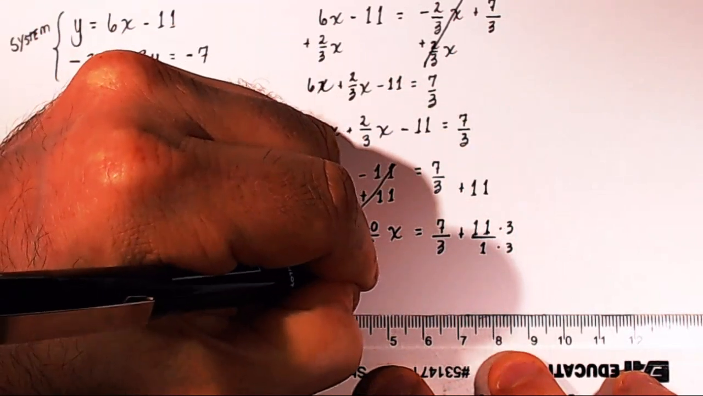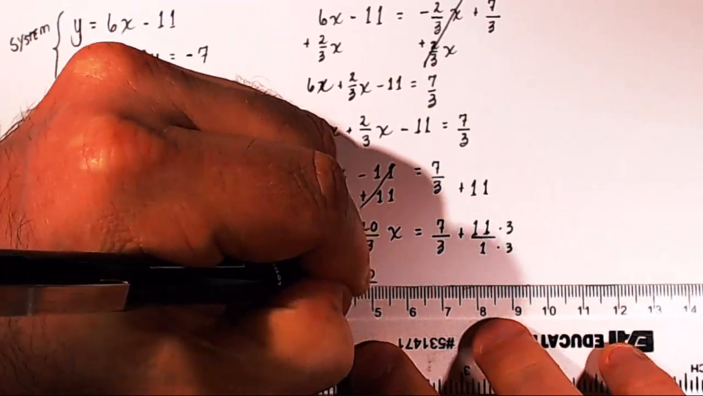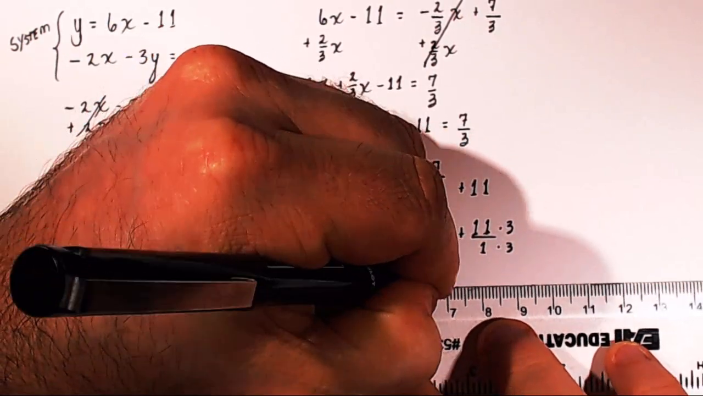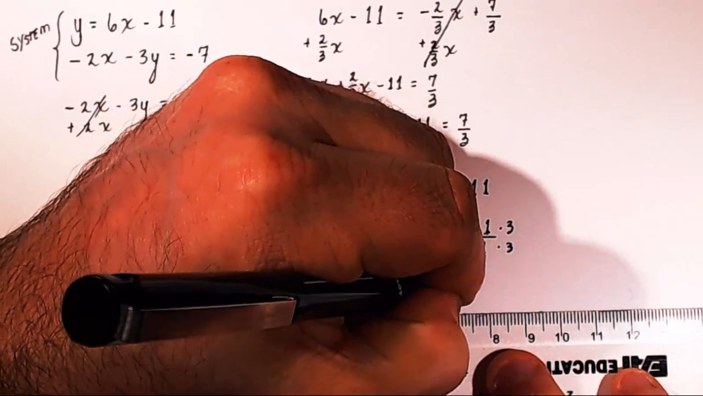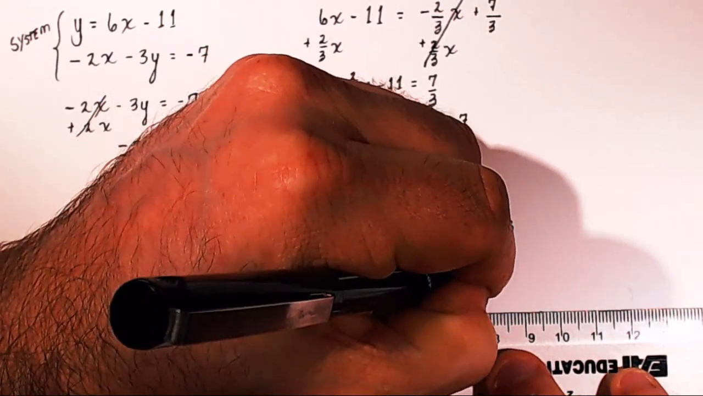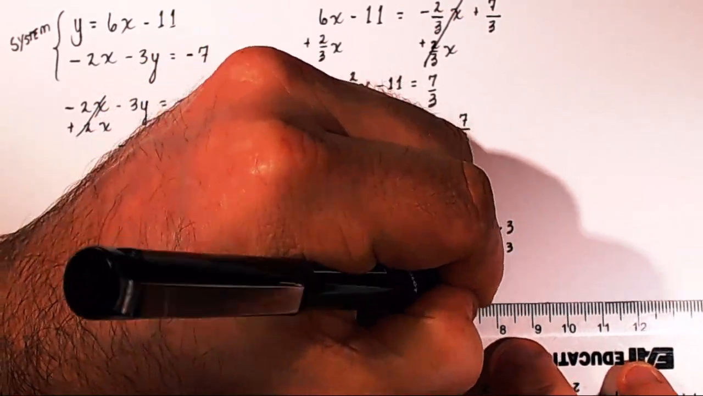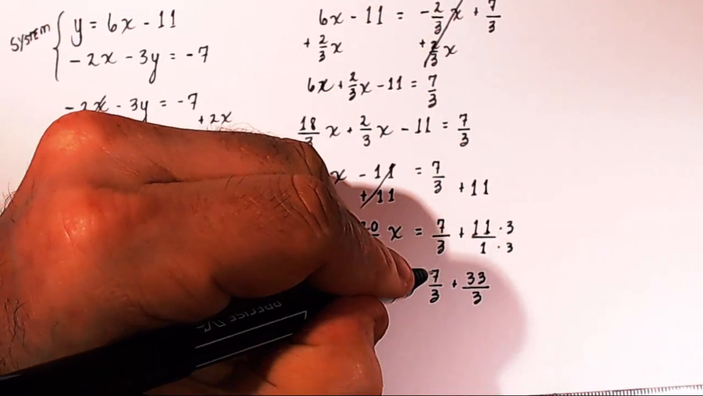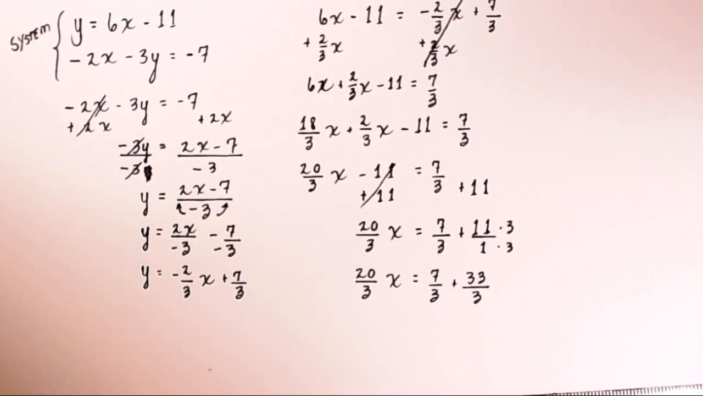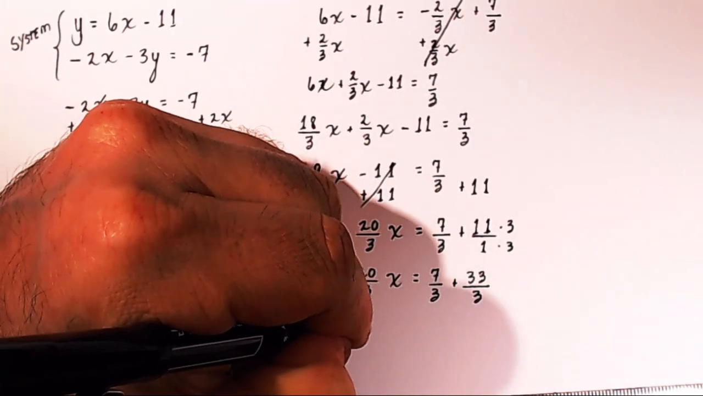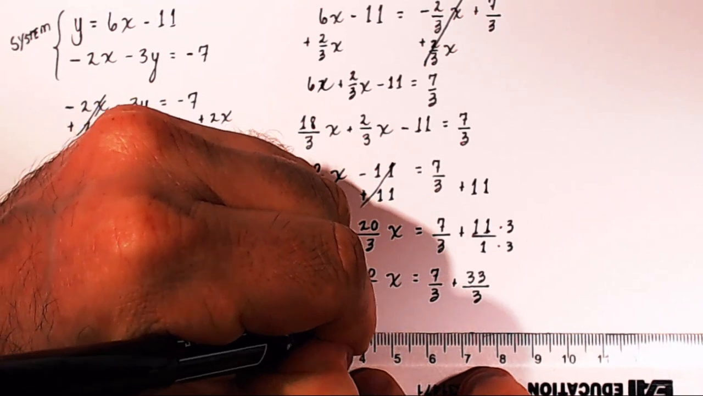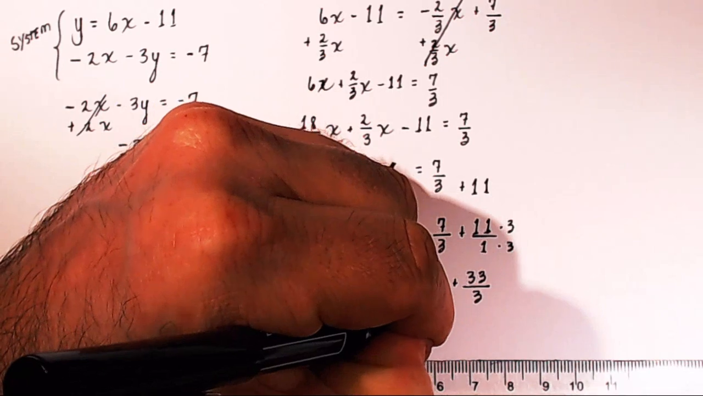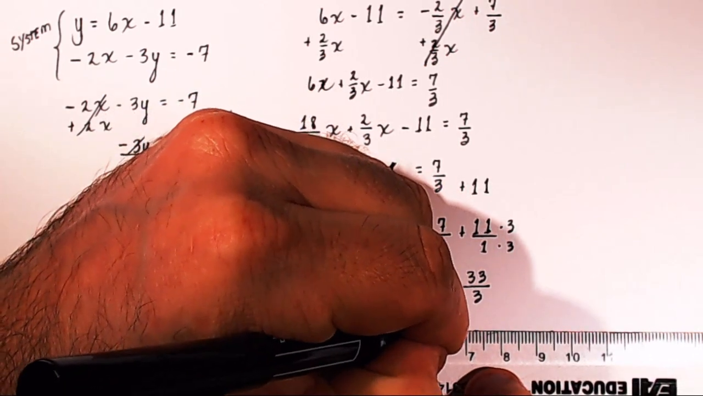And so I've got 20/3 x equals 7/3 plus 33/3. Well, now I can add these. 7 plus 33 equals 40. So I have 20/3 x equals 40 thirds.